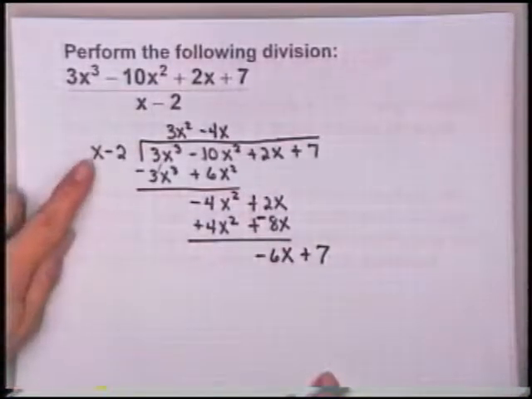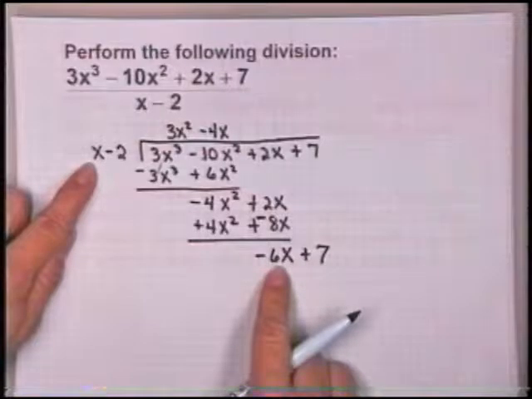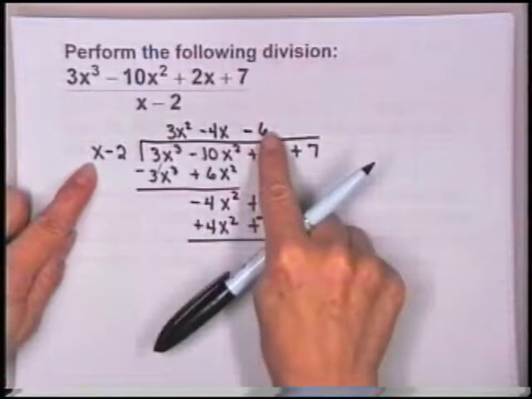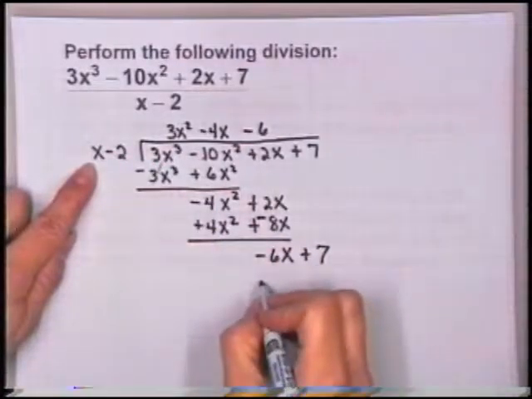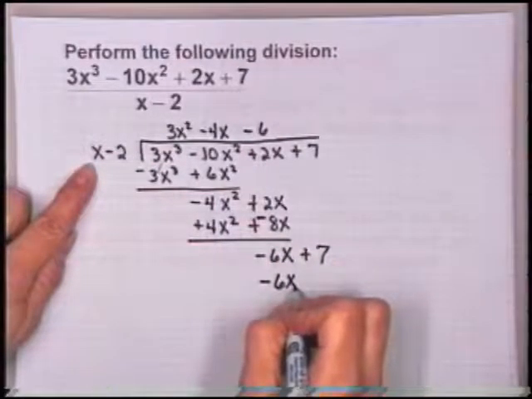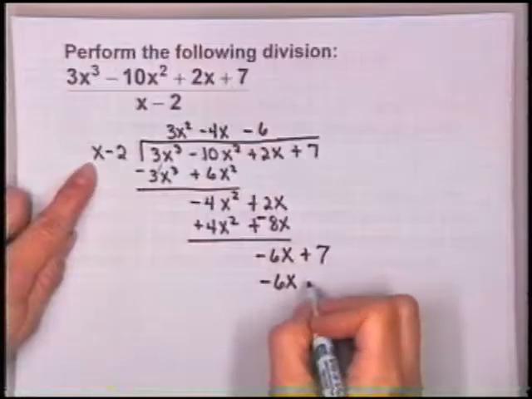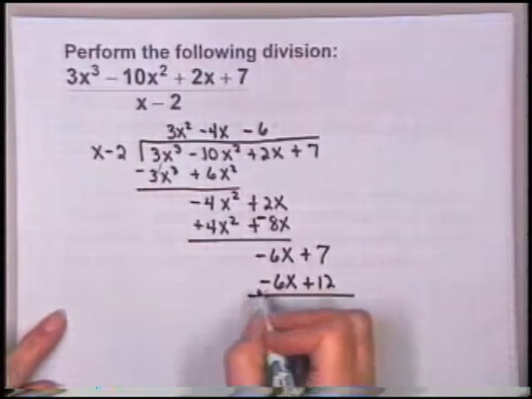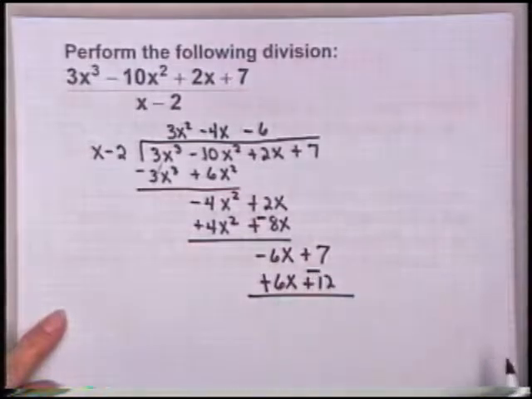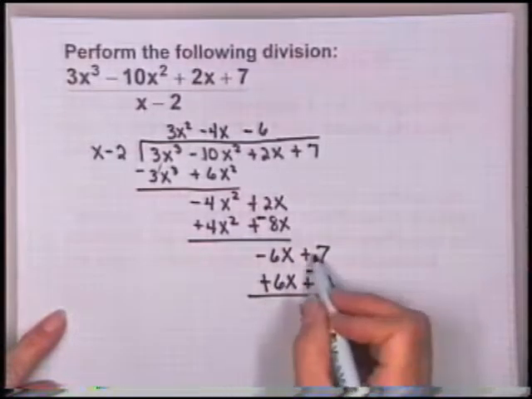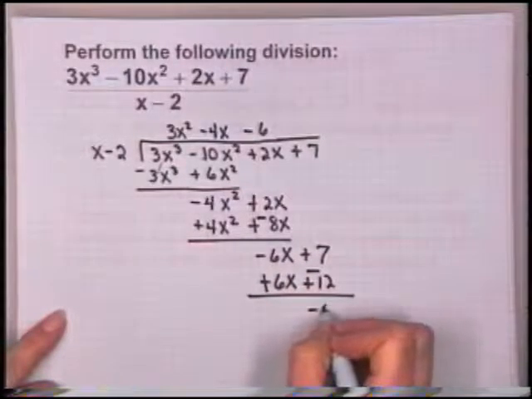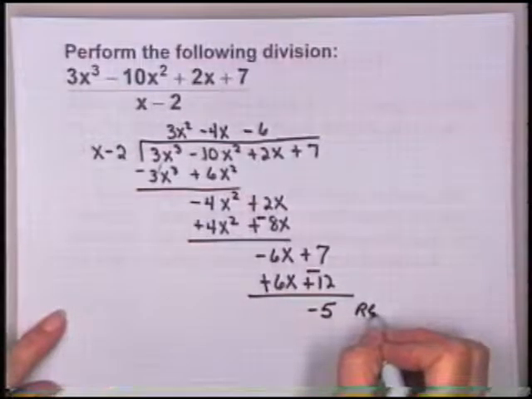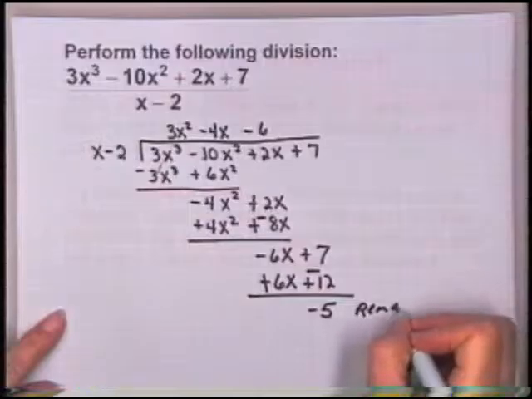And then divide again. x will divide into negative 6x, negative 6 times. Multiply. Negative 6 times x is a negative 6x. Negative 6 times negative 2 is a positive 12. We're ready to subtract, so change our signs. This adds to 0, and 7 minus 12 is a negative 5. Now we can't divide anymore, so remember this is our remainder.